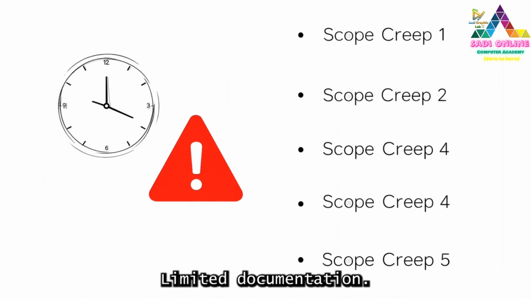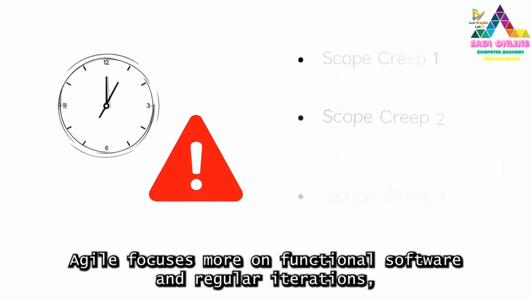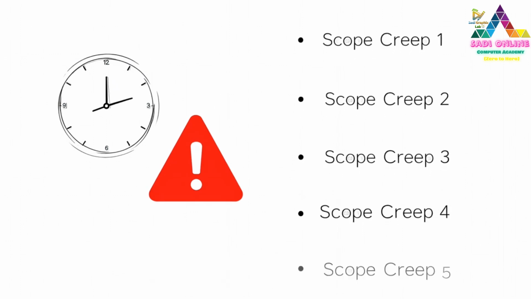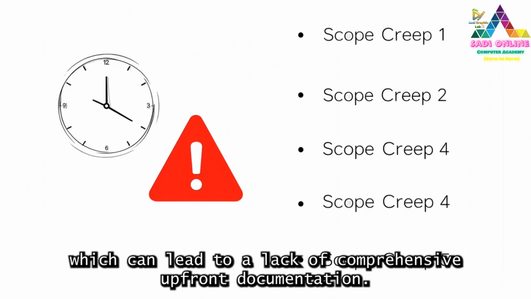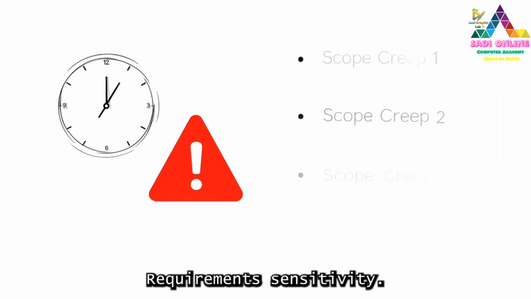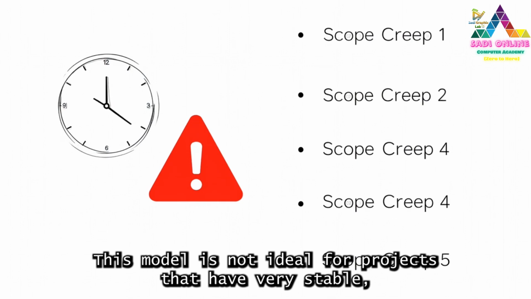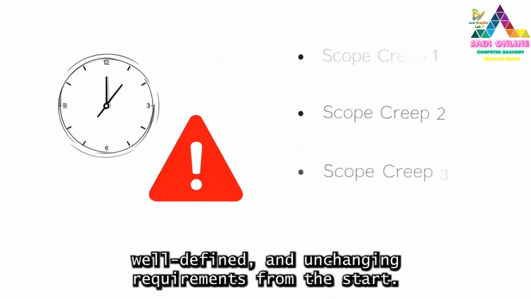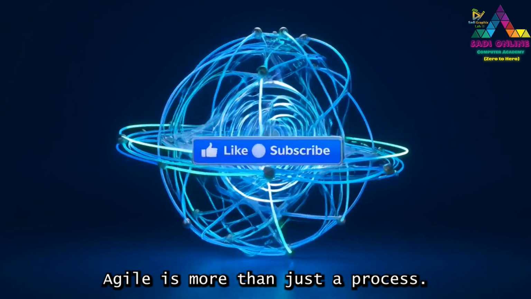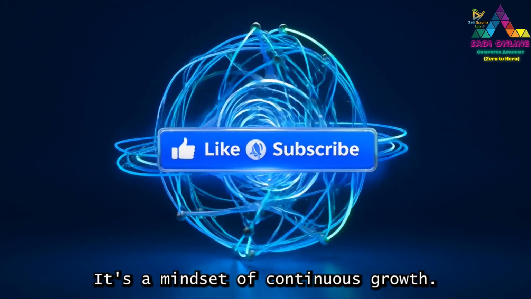Limited documentation. Agile focuses more on functional software and regular iterations, which can lead to a lack of comprehensive upfront documentation. Requirement sensitivity. This model is not ideal for projects that have very stable, well-defined, and unchanging requirements from the start. Agile is more than just a process. It's a mindset of continuous growth.